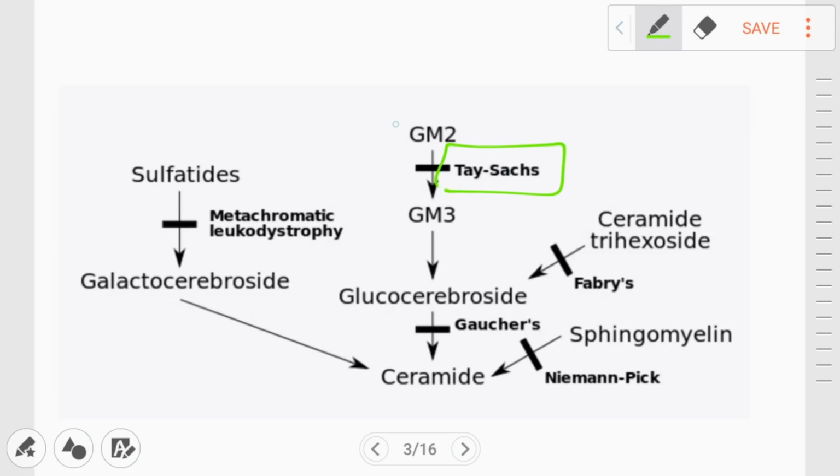In Tay-Sachs, you can see that the problem is in the conversion of GM2 to GM3. So whenever that happens, you will have increase in GM2. You will have accumulation of GM2. So we'll take that knowledge with us and we'll move on to the features of Tay-Sachs disease.